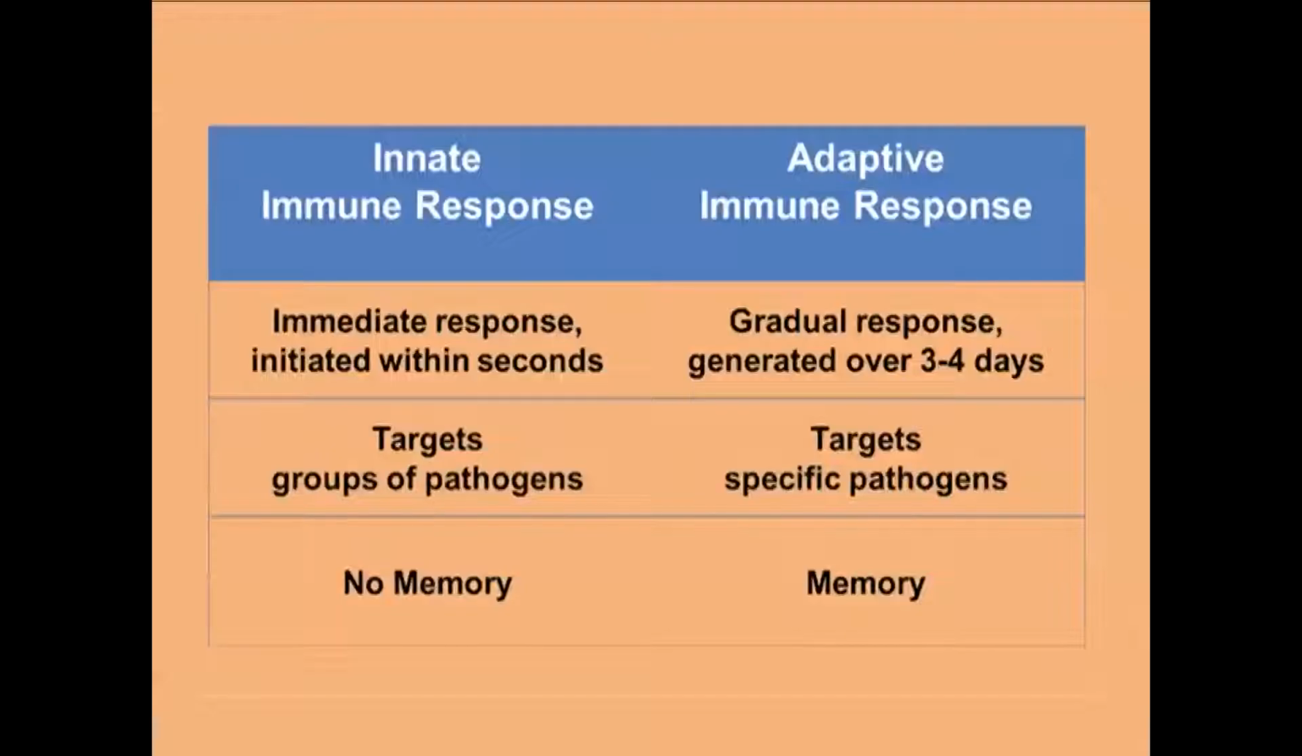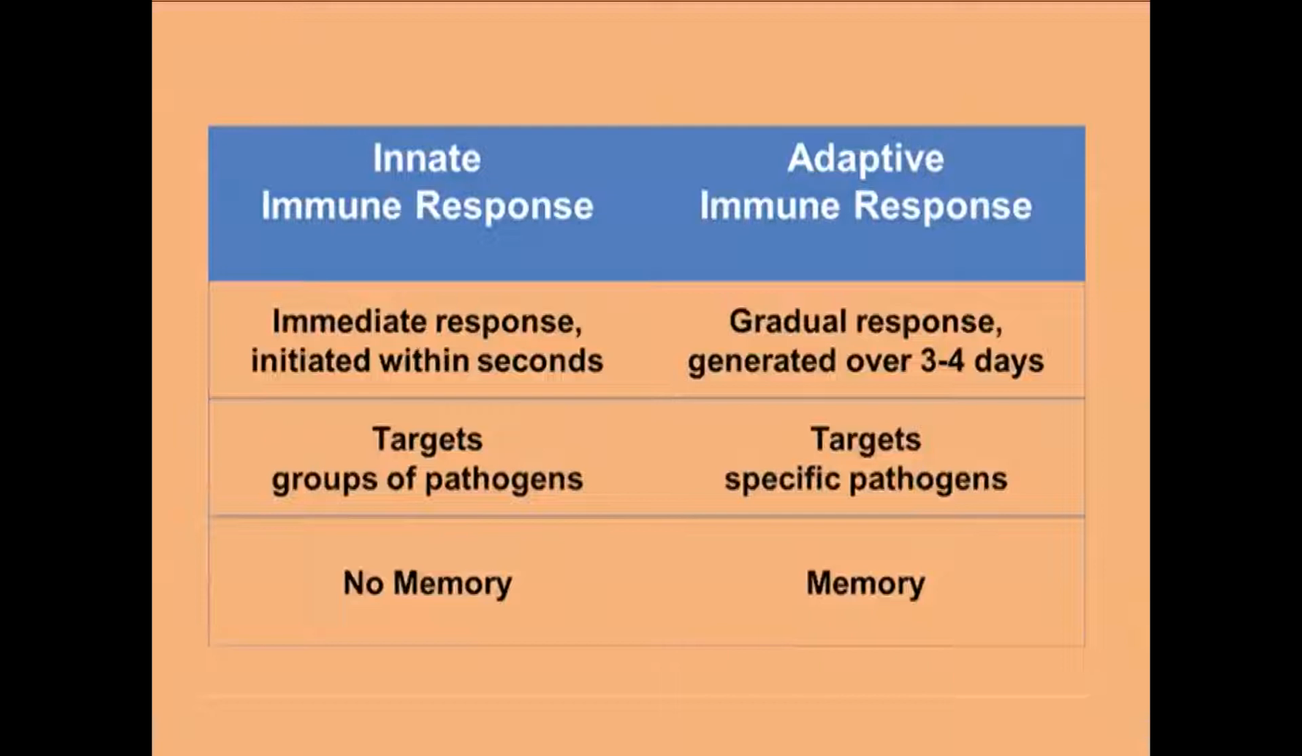Innate immune response is also called non-specific immune response, and it is present in all forms of life. Whereas adaptive immune response is found only in jawed vertebrates, that is vertebrates having jaw. Now innate immune response is called non-specific because it has no memory, and every time an antigen enters into our system, the innate immune response is the same.